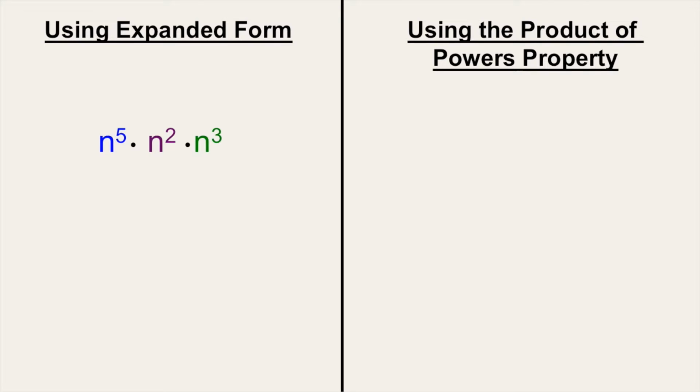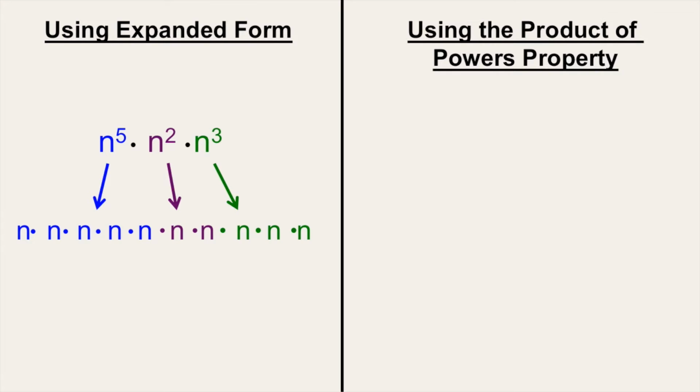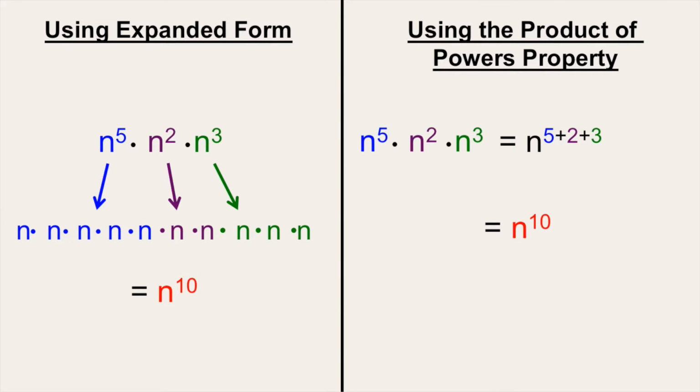The next example we have is n to the 5th times n to the 2nd times n to the 3rd. Using the expanded form, n to the 5th would be rewritten as n being multiplied by itself 5 times. N squared is n being multiplied to itself twice, and n cubed is n being multiplied to itself 3 times, and in total we have n being multiplied 10 times. Using the product of powers property, we know that because each of these powers have the same base, we can rewrite the base of n once and add the exponents 5 plus 2 plus 3, which simplifies to n to the 10th power.